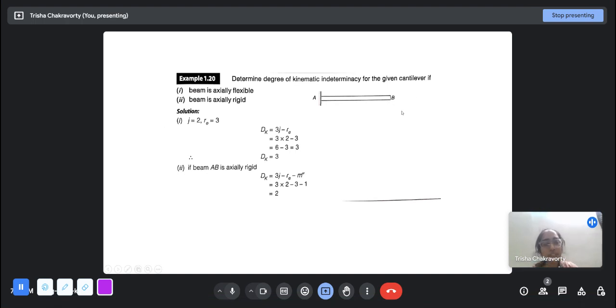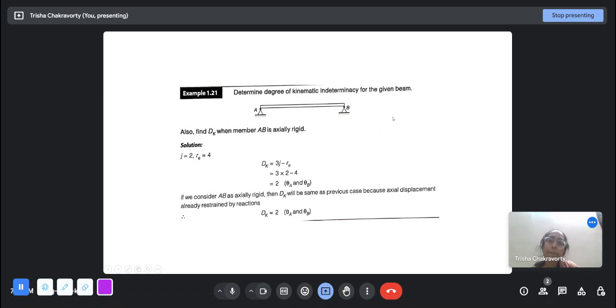But if the beam was axially rigid, we have to subtract the number of axially rigid members, right? So there is one axially rigid member, the beam. So we will subtract that one and we'll get 2. Basically, when it was flexible, the degrees of freedom, these three, were delta x at B, delta y at B, and theta z at B. And if you make it axially rigid, this delta x at B is taken away. So B can only displace downwards and it can rotate into the plane.